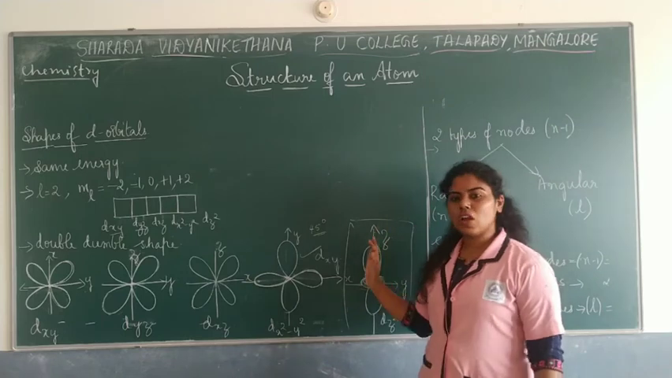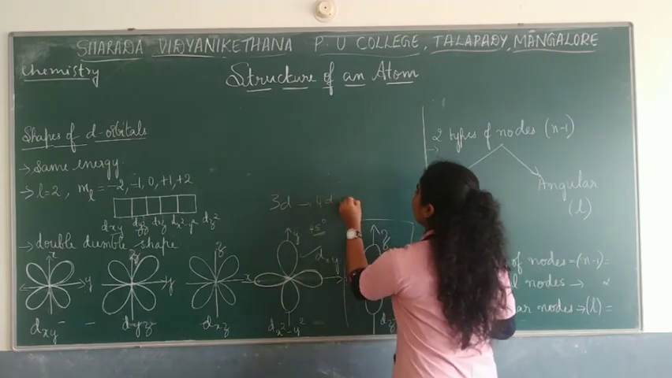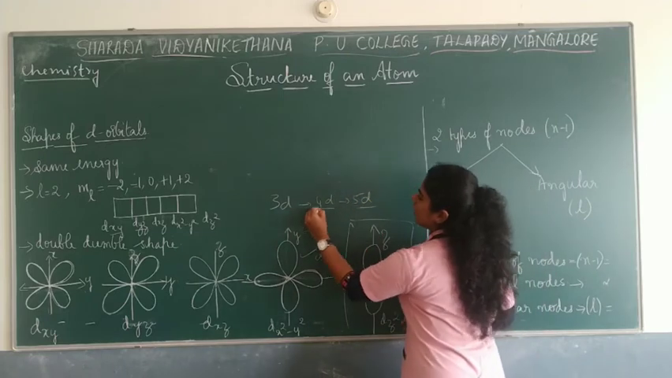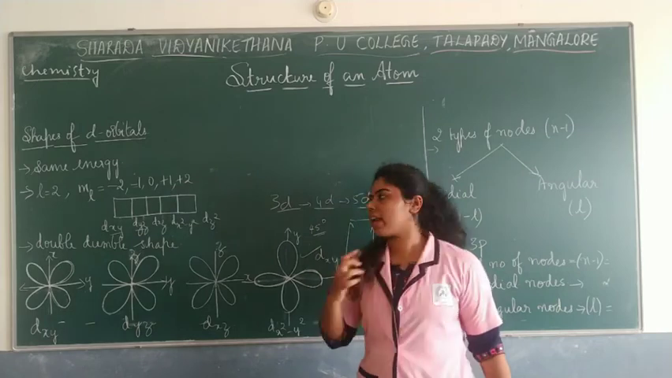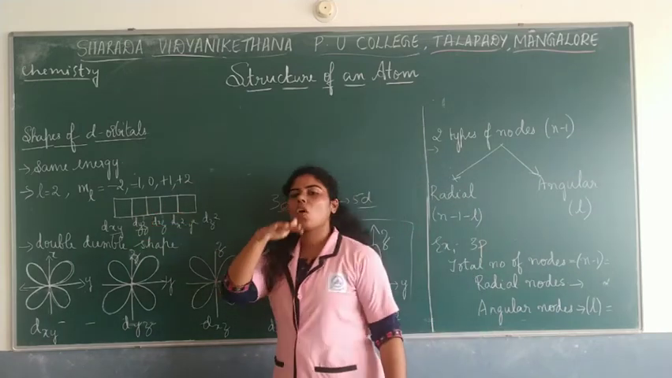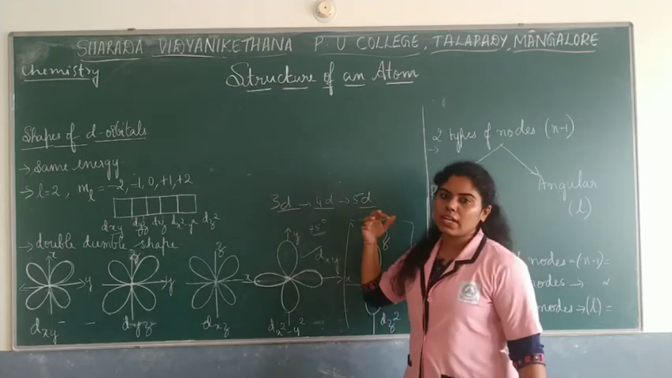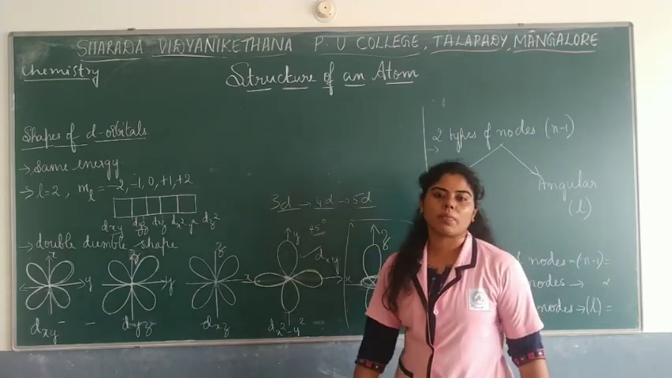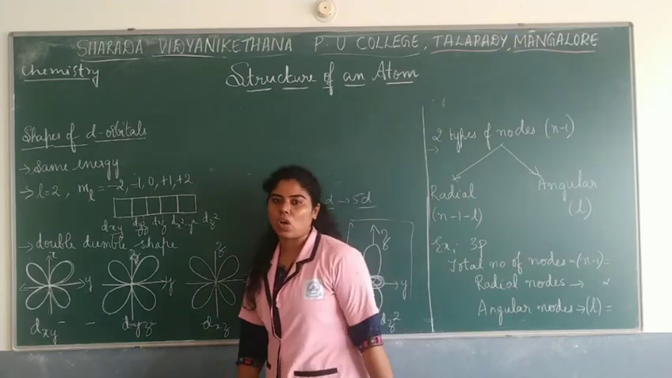And talking about the d orbitals too, we have 3d, next you have 4d, then you have 5d. So the energy will increase according to the increase in principal quantum number, whereas in a particular 3d orbital, all the orbitals will have same energy. And the size also will keep on increasing as the principal quantum number increases. So this is about the shapes of d orbitals.